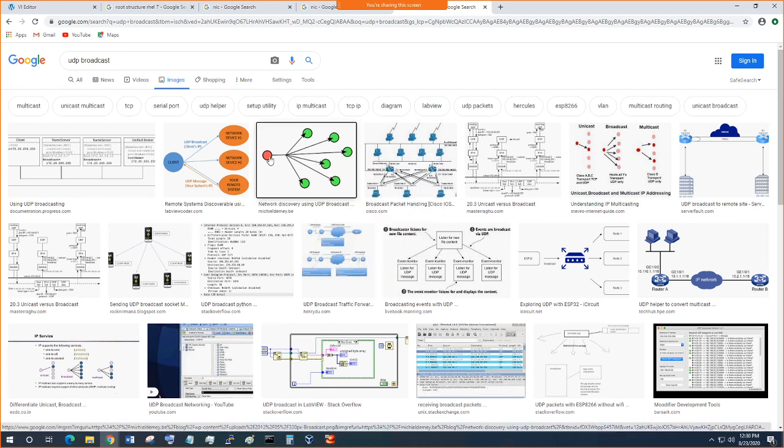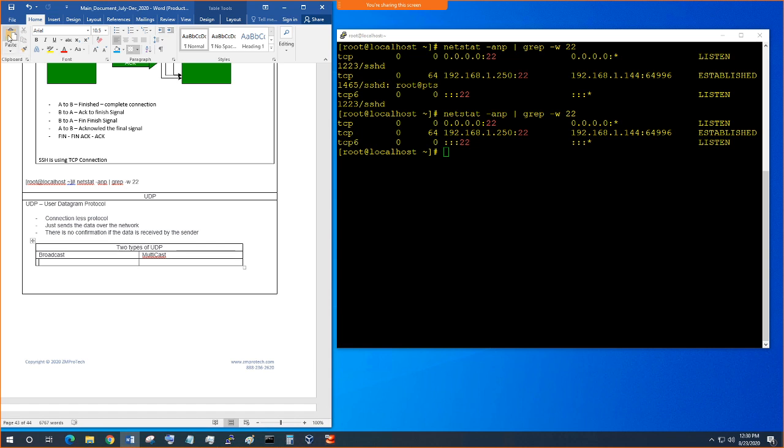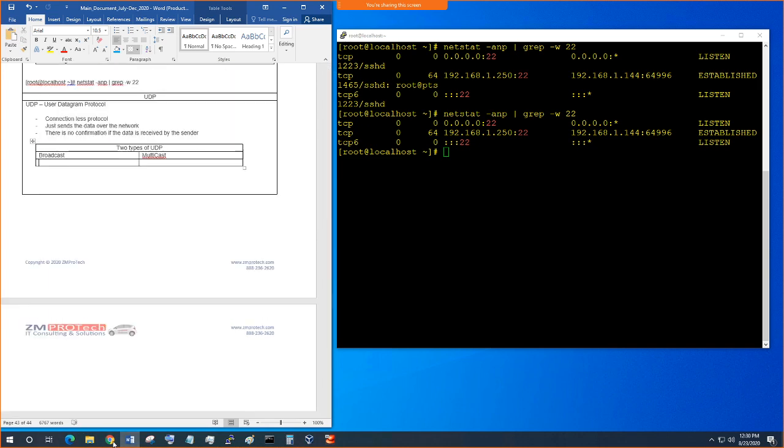So it is sending the message to all of them, but it doesn't care if all of them received it or not. It's called broadcast, like a TV or a radio station.